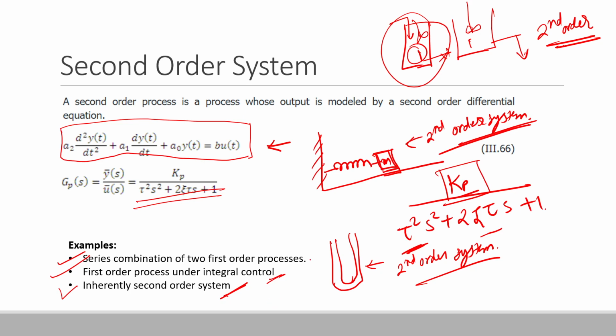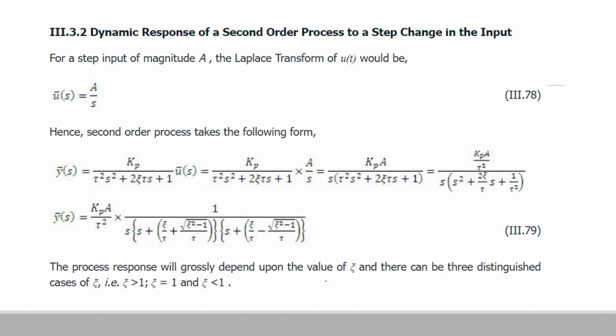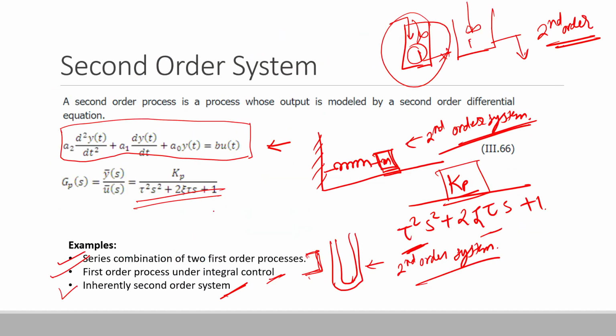Most of them are the results of these first two processes. So now we have the transfer function of the second order system. Our next aim would always be to find the response of the system given any input.